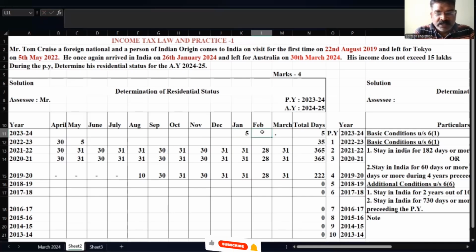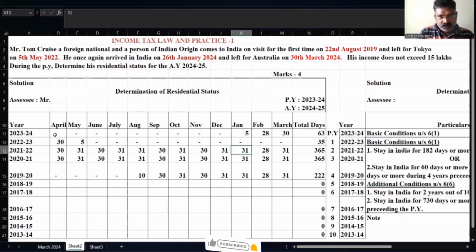February, he was there for 28 days and left to Australia on 30th March. So 30 March, that's all, not 31st. He left to Australia on the 30th. So the rest of the days I will make it 0. July 0, August 0, September 0, October 0, November 0. Okay, fine. April he was not there, so I'll make it 0. May 0, June 0, July 0, August 0, September 0, October 0, November, December 0.